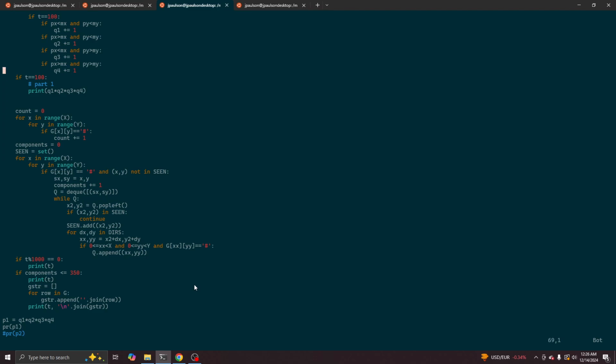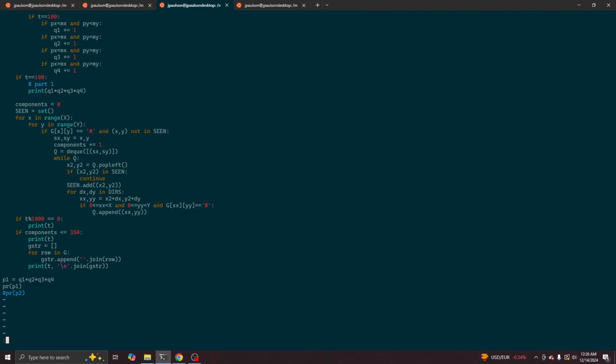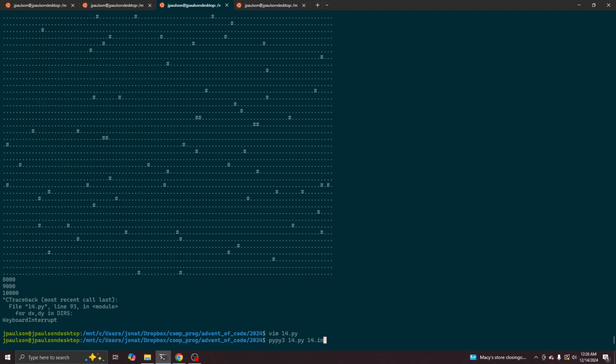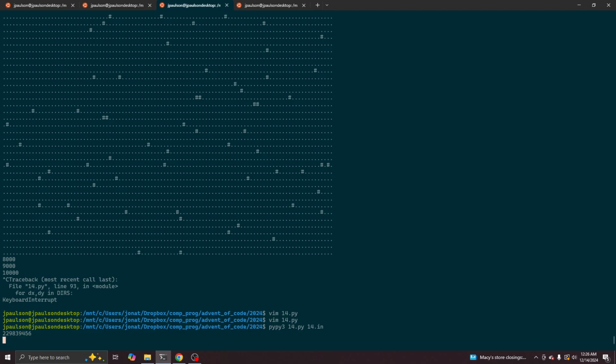I'm not sure if there's a clean way of doing this. But what I eventually settled on was, let's count how many components the robots form. If the number of components is small, then maybe they're making an interesting picture. What turned out to be interesting to look at is if the number of components is less than 350. I should print the components as well. Guess we don't want this stuff. So that's the answer to part one.